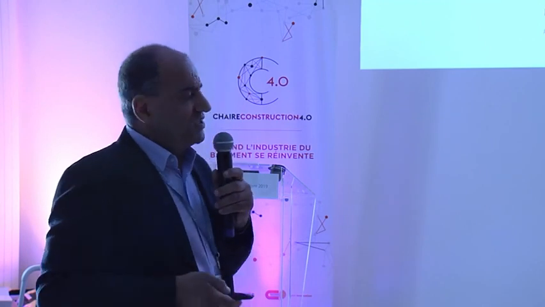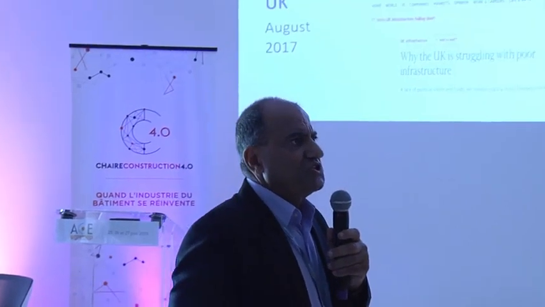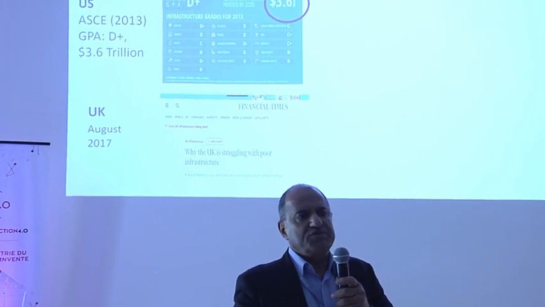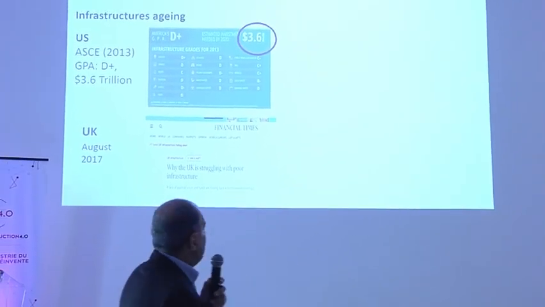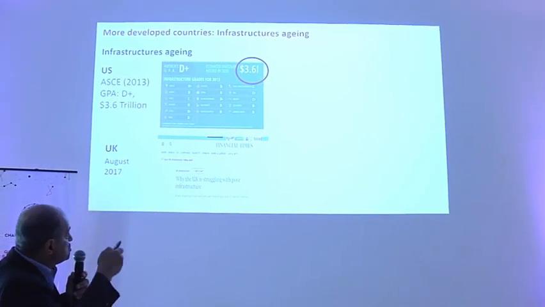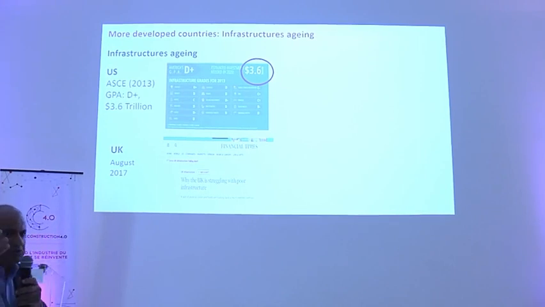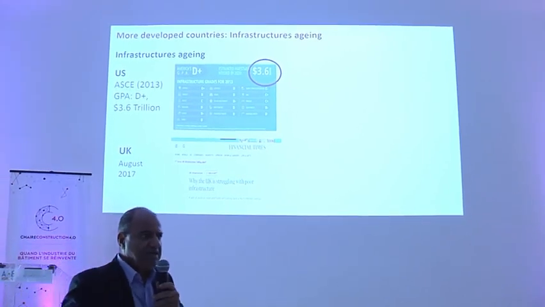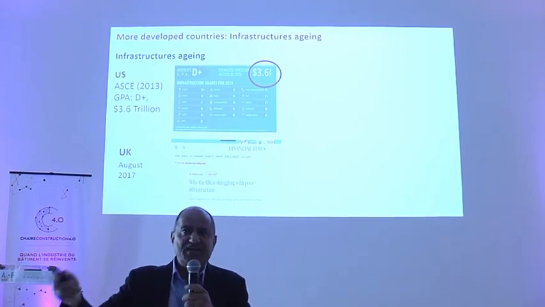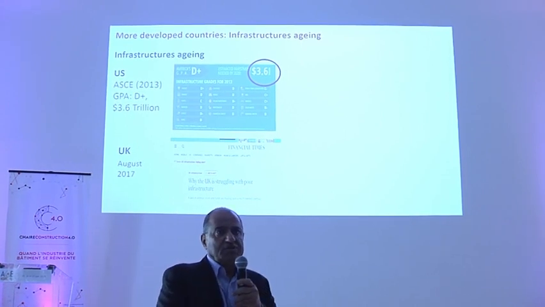When we look at developed countries, one of the big questions which we have is infrastructure aging. This infrastructure was mainly built after the Second World War, about 60, 70 years ago. And if we look at the ASCE report about the evaluation of the infrastructure in the United States, on a scale between A and E, it's D+. It means that we are in one of the most advanced countries, but with very, very bad infrastructure.